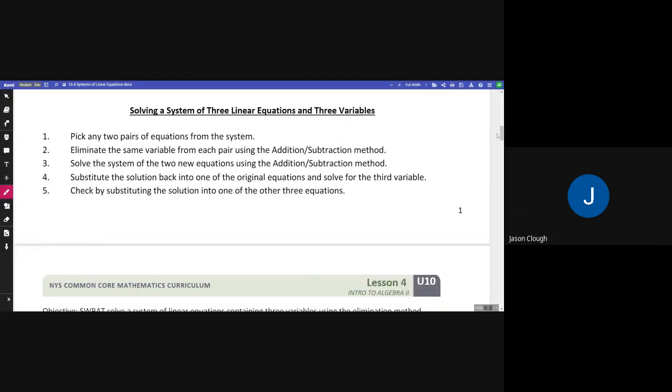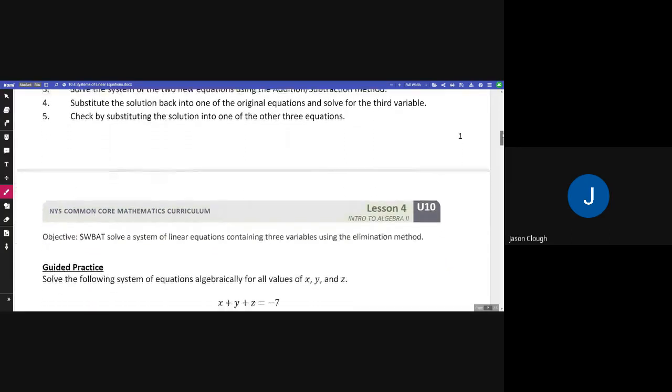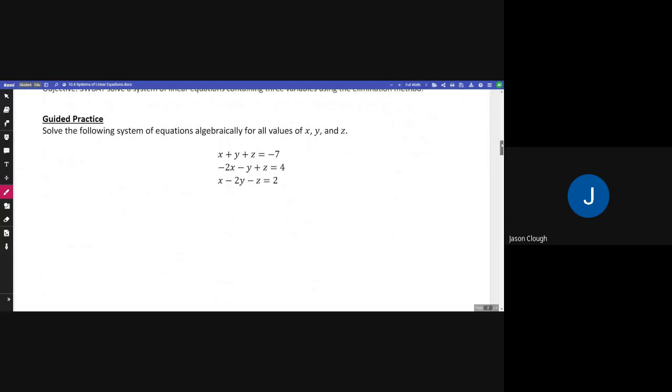Once again, these are the 5 steps that you would use. Now let's go straight to the guided practice.